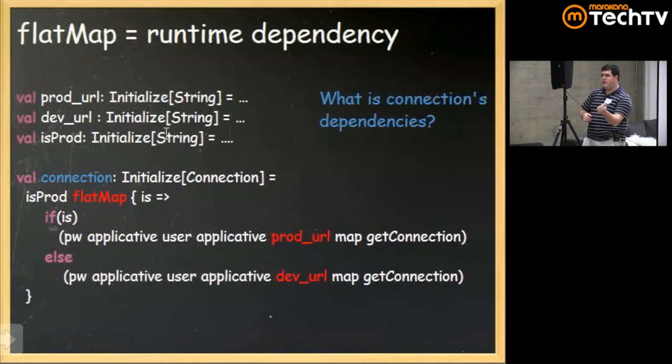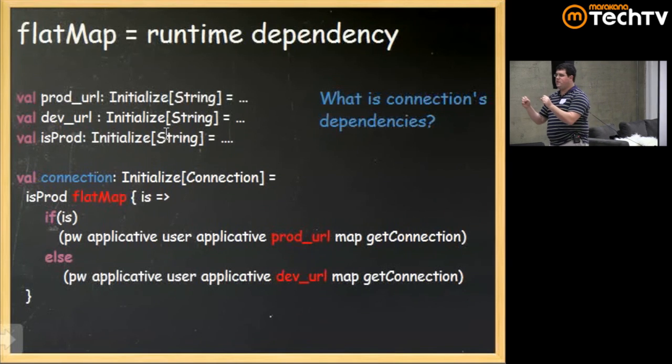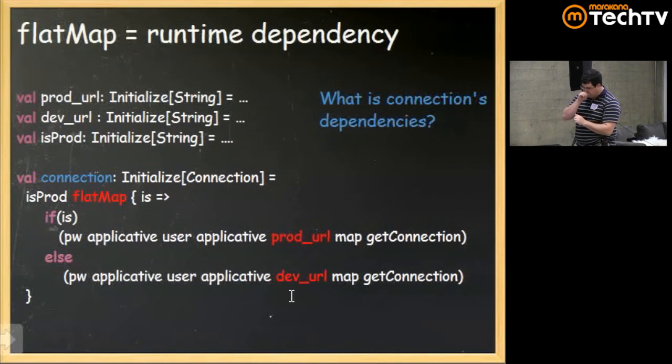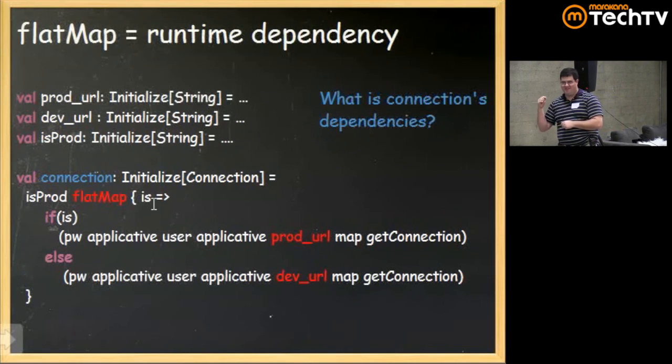If isprod is true, I'm going to get back one version of this dependency tree where it relies on prod URL. And if it's false, I get a different one that relies on dev URL. And the only way that I could know what all the dependencies are ahead of time is to exhaustively send every potential value of isprod into the function, get all the results, and look at all the potential dependencies, right?